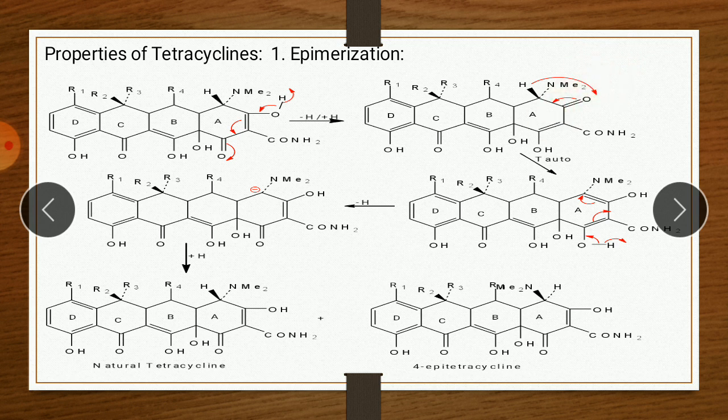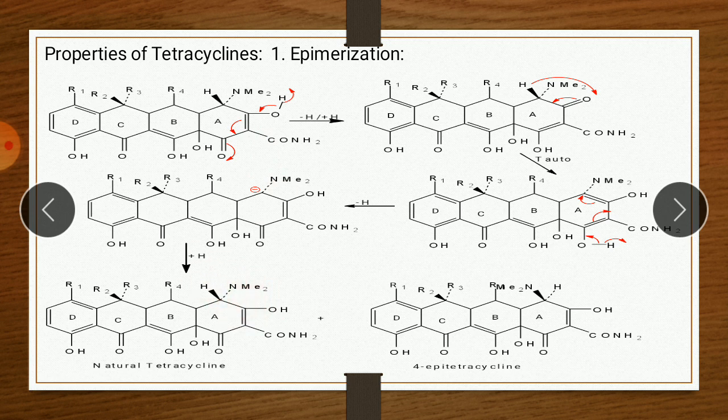Again there is a reverse reaction, hydrogen is removed, this bond shifts here, this bond shifts here, and this bond shifts here. There is a formation of this negative charge, a carbanion. The last step is protonation. There are two chances of protonation, from above the plane and below the plane. When hydrogen attaches from above the plane, natural tetracycline is formed, denoted by the solid line.